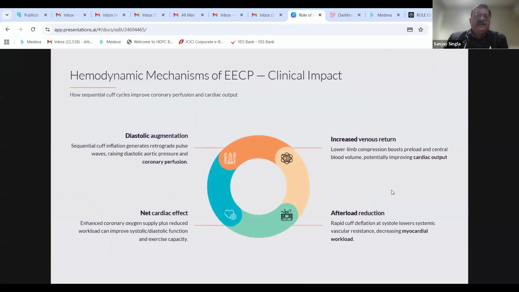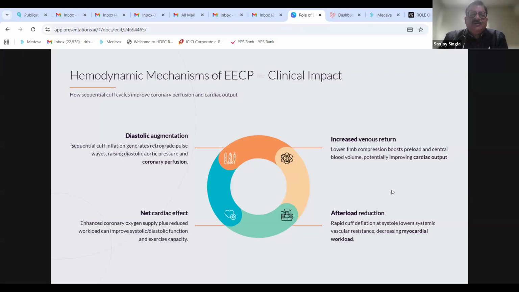So what are the hemodynamic mechanisms of EECP? The first thing is diastolic augmentation. Sequential cuff inflation generates retrograde pulse waves, raising diastolic aortic pressure and coronary perfusion. Now this diastolic augmentation can be used in patients with HFpEF, but the data is still not there, whether we can use EECP in patients of heart failure with preserved ejection fraction.